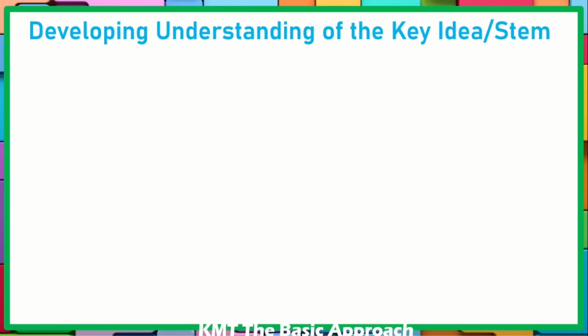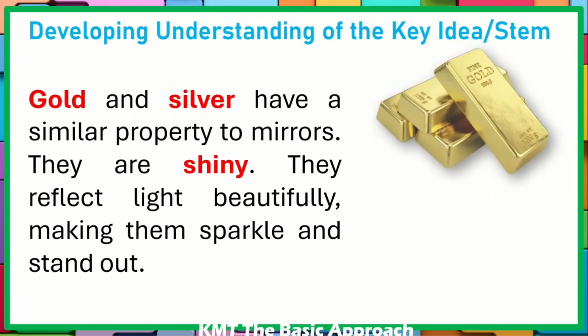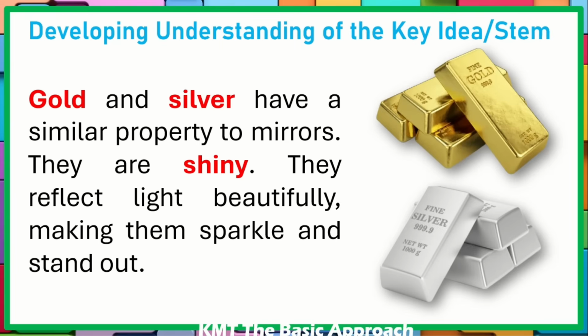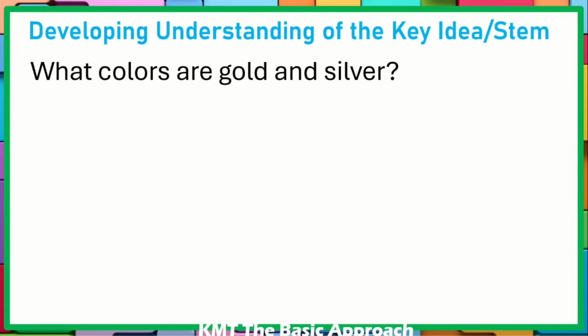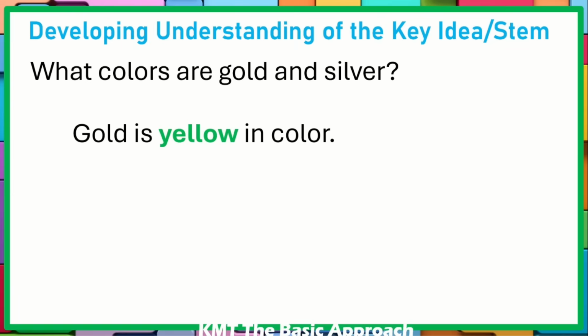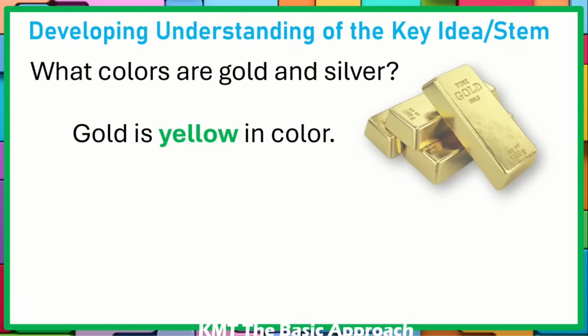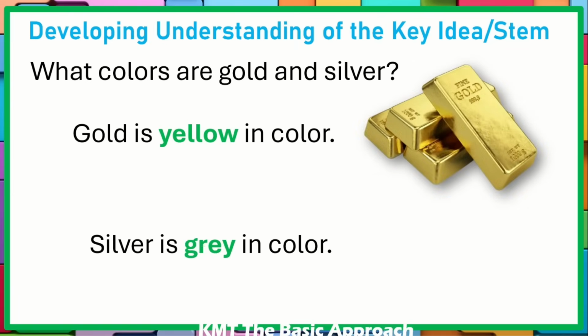Developing understanding of the key idea or STEM. Gold and silver have a similar property to mirrors. They are shiny. They reflect light beautifully, making them sparkle and stand out. What colors are gold and silver? Gold is yellow in color. Silver is gray in color.